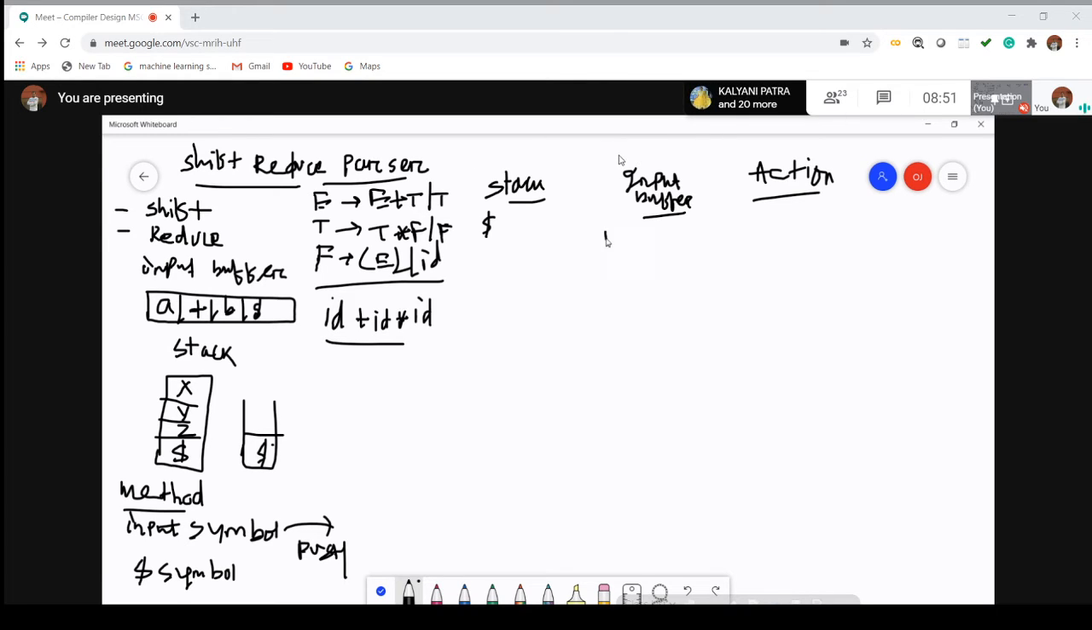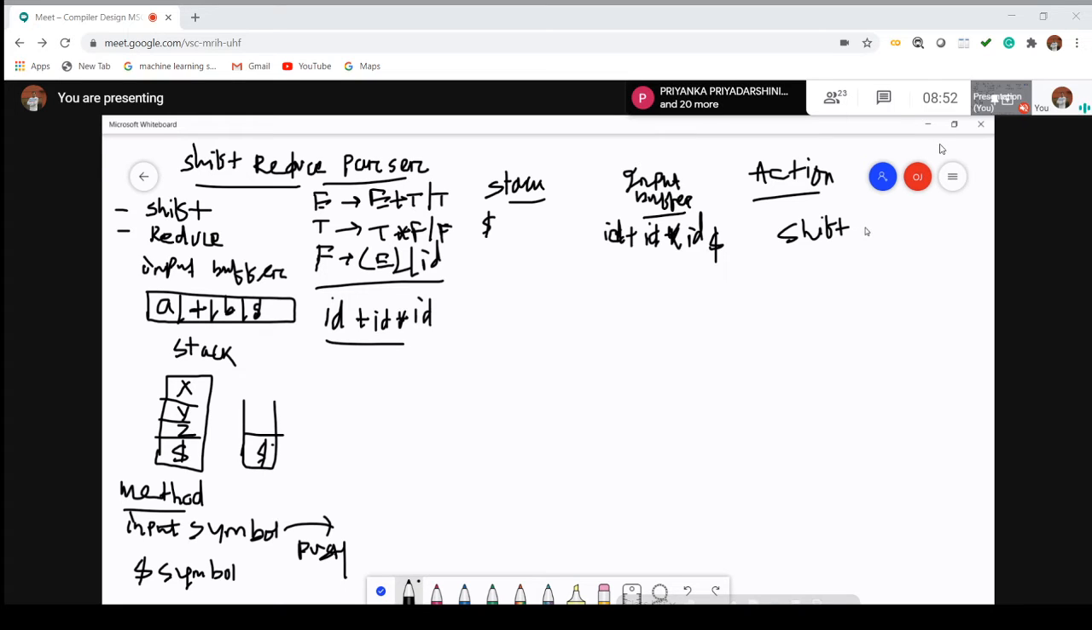My input string is id plus id star id, id plus id star id. It is also ending with a dollar symbol. Now which action do I have to take? Initially the top of the stack is empty, that means no symbol is present, so I have to perform the shift operation. There is no element there, so I have to perform a shift operation.